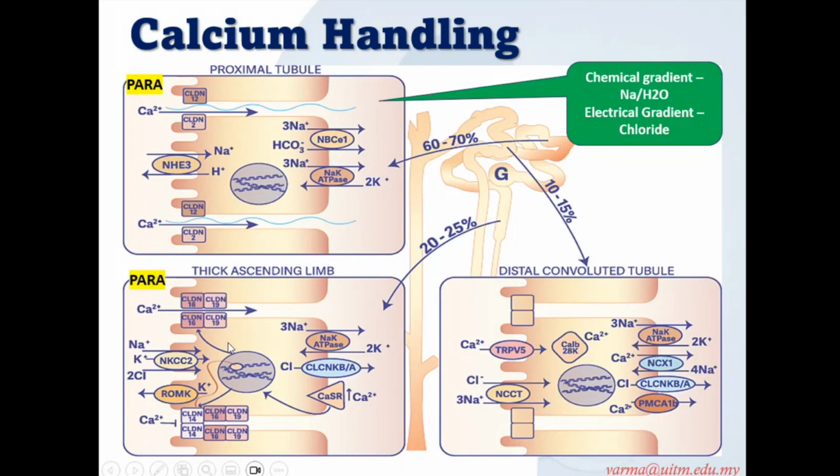Next, we talk about the thick ascending limb of the loop of Henle, where your calcium reabsorption again is paracellular diffusion. Here, the electrical gradient is maintained via potassium recycling.